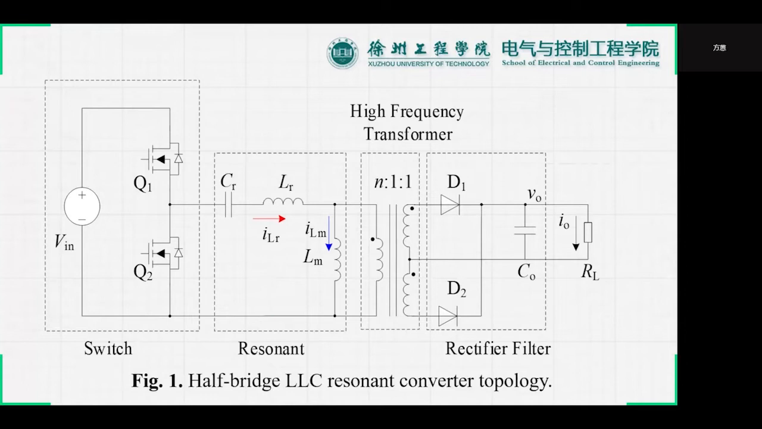The switching network, consisting of main switches Q1 and Q2, generates a square wave voltage with a 50% duty cycle and adjustable frequency through complementary conduction. The dead time is inserted between the complementary conduction of Q1 and Q2 to prevent the bridge arm from shooting through. Thus, ZVS on the primary side is realized. The impedance of the resonant network changes with the switching frequency, and the output voltage is adjusted with the switching frequency. The rectifier diodes D1 and D2 are full wave rectified, and the output voltage is filtered by the filter capacitor.